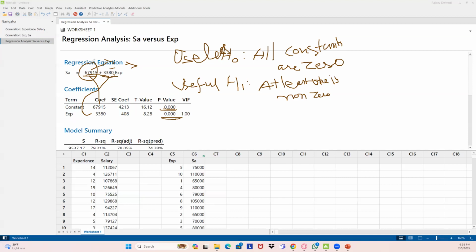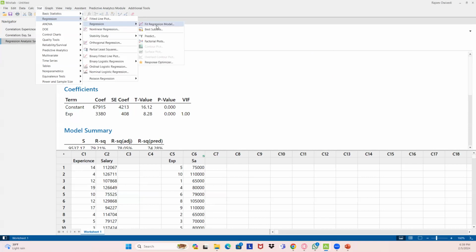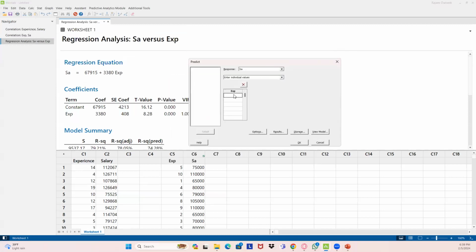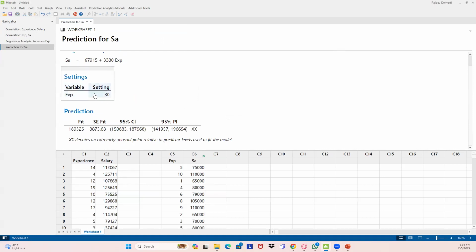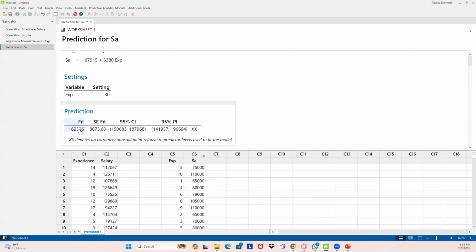Now based on this model, you want to predict, if you have like 30 years of experience, what would be your salary? So I can go here, statistics, regression, fit regression. Here we have predict. And now for experience, I put 30 years of experience. And now you can see the fit value is coming about 170,000. So if you put 30 here, multiplied with this, plus this, you get about 170,000. So you can predict, if you have this much experience, what would be your salary.